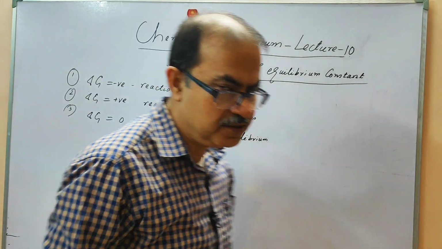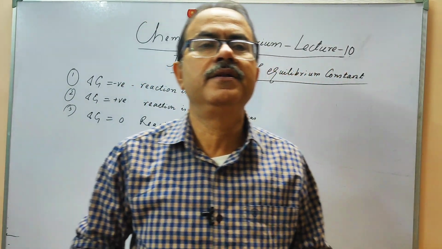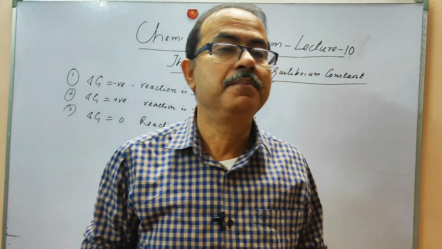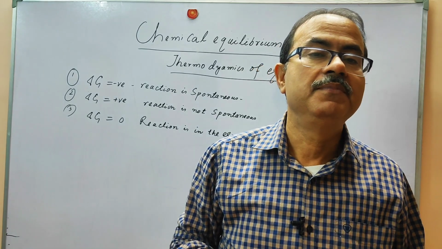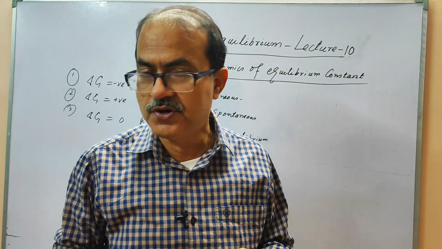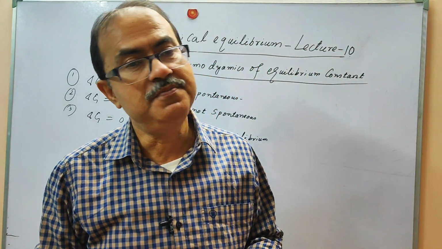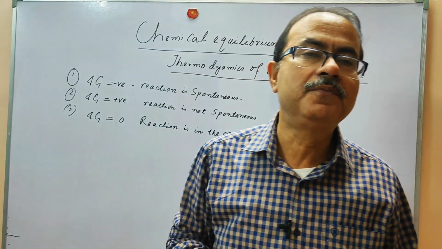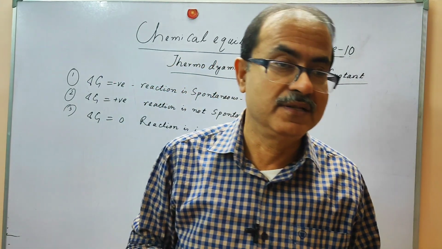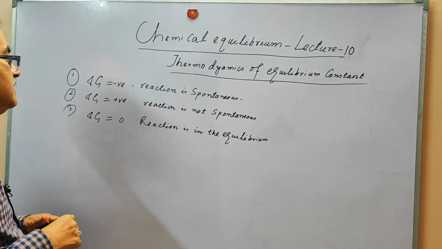So there are three instances we are seeing that you already studied in your thermodynamics chapter: when del G is negative, the reaction is spontaneous; when del G is positive, the reaction is not spontaneous; and when del G is 0, the reaction has reached the equilibrium point. At that point there is no free energy left to carry out the reaction. So those are the three things.